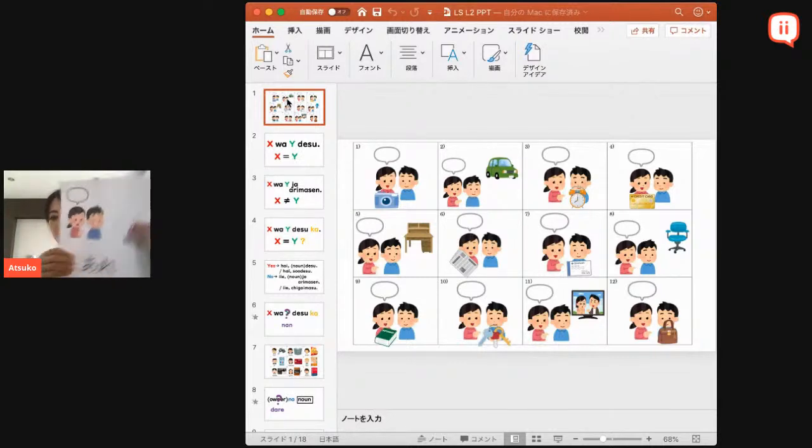That. This is 机 in Japanese. The sentence is あれは机です。Okay, next, newspaper. This. これは新聞です。And number seven, business card. The card is your side. これは名刺です。Number eight, that. あれ. Chair is 椅子 in Japanese. あれは椅子です。Okay. Number nine, dictionary.